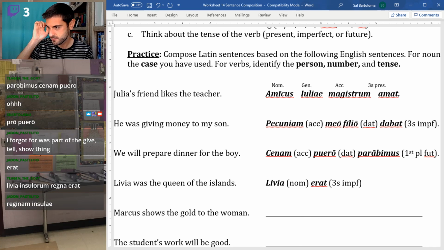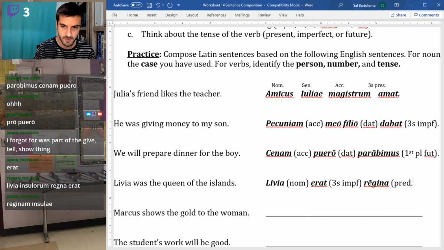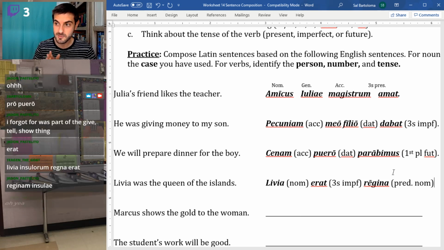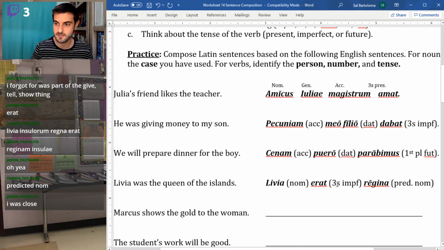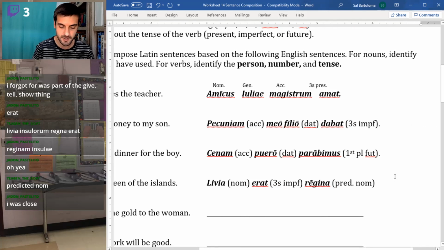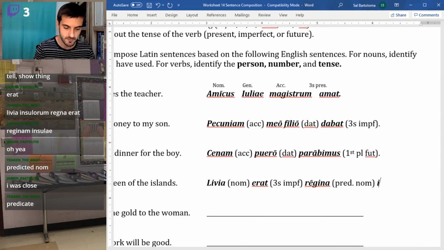Nice, nice, nice. Queen, which is the word regina, needs to be in the nominative case. And this is, if you remember, your predicate nominative. Because Livia was the queen. We can't use the accusative here because she's not getting verbed, right? It's just restating who she is. It's all good. And then you guys are right on the money with the genitive, which is, just be careful, insularum.